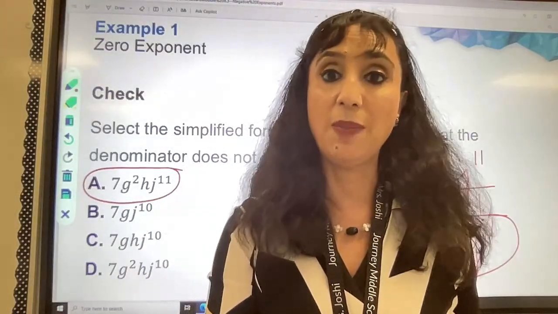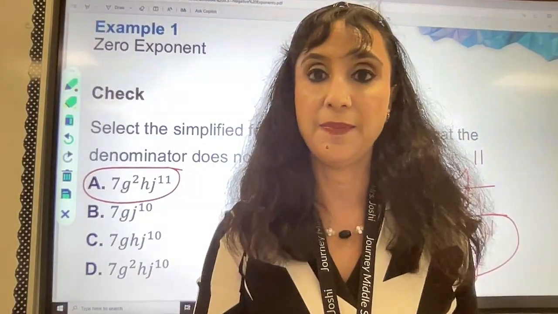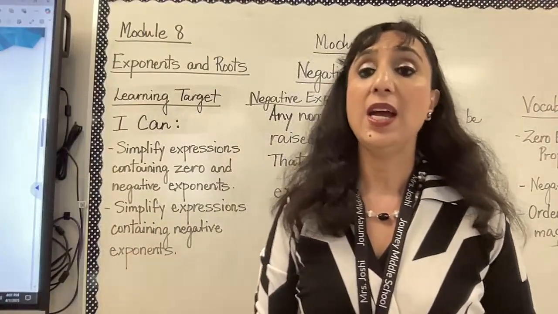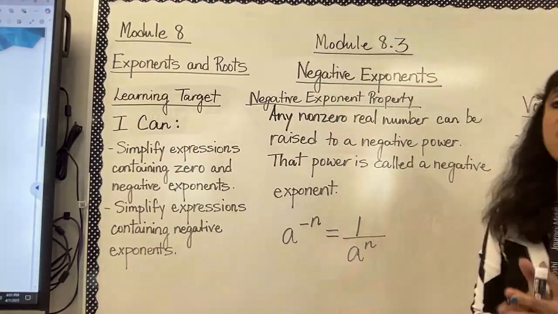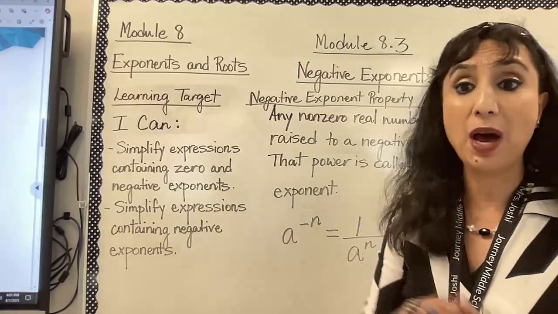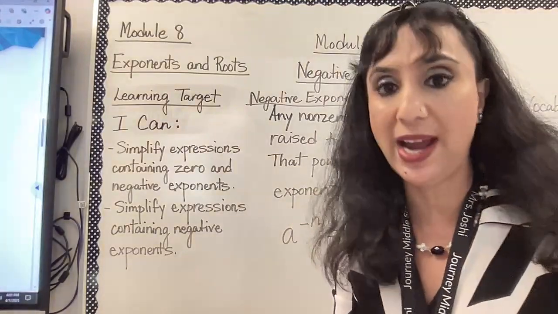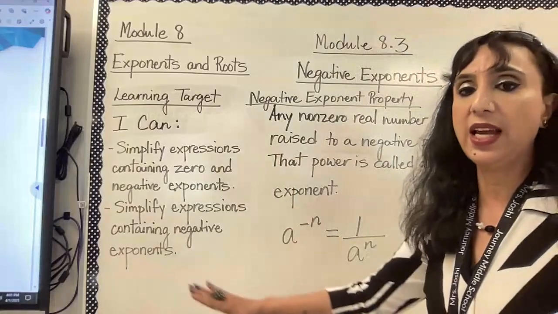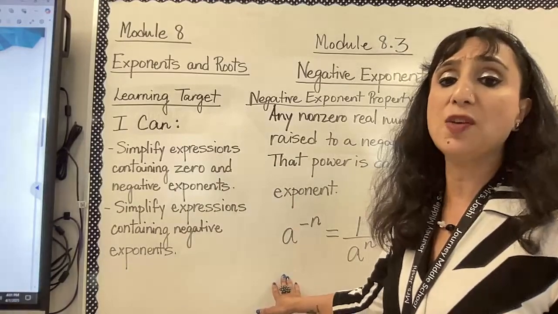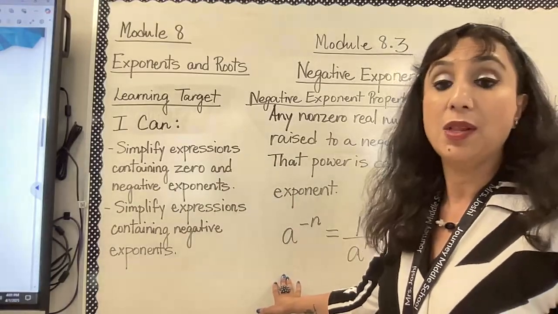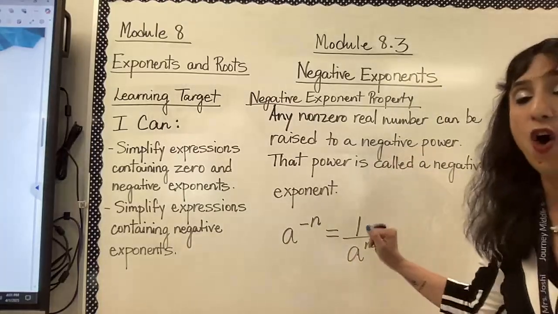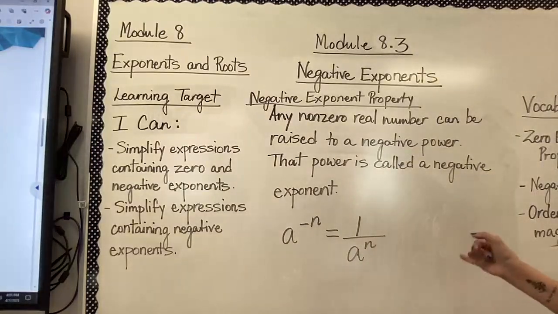Now let's talk about negative exponents. The next thing we're going to learn about is the negative exponent property. Any non-zero real number can be raised to a negative power, and that power is called a negative exponent. Here is the negative exponent property. If I say a raised to the power of negative n, that's nothing but the reciprocal. So I'm going to write it as 1 over a raised to the nth power.